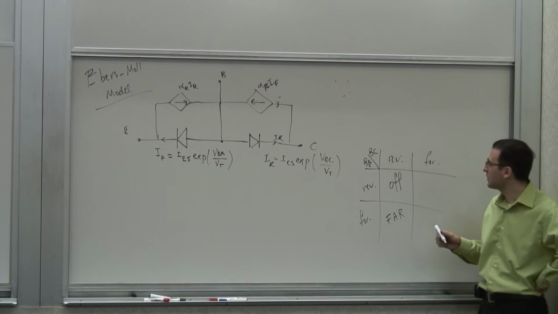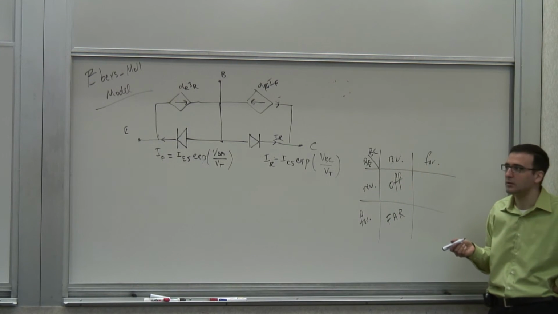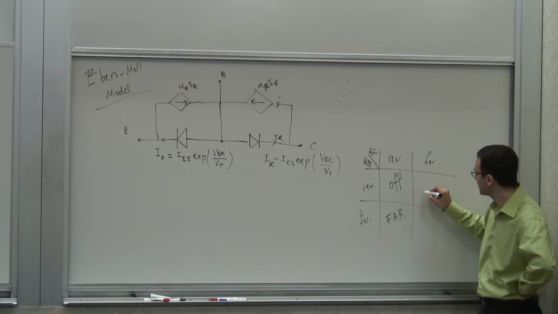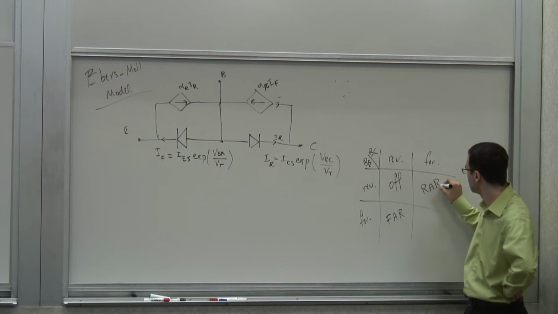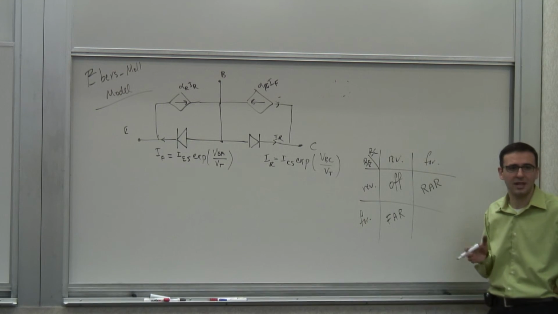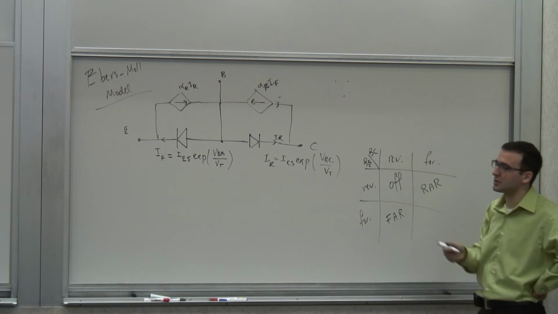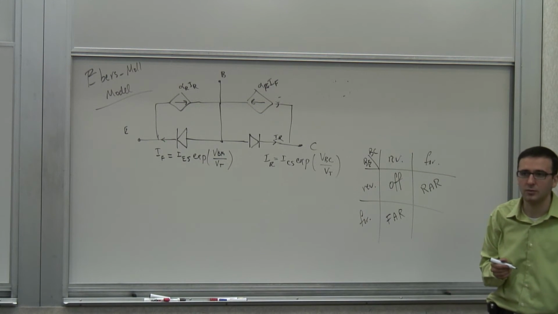And what about the case where VBE is reversed and VBC is forward? That's called the reverse active region, or RAR. Okay? And we saw it's a crummy transistor, right? It has all bad properties, but it's a transistor. Now, what if both junctions are forward biased? Both of these diodes are forward biased. What happens in that case?